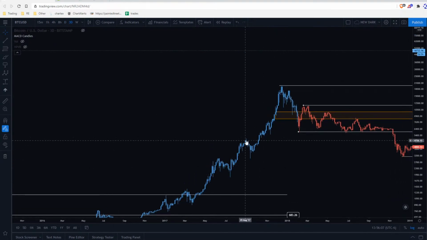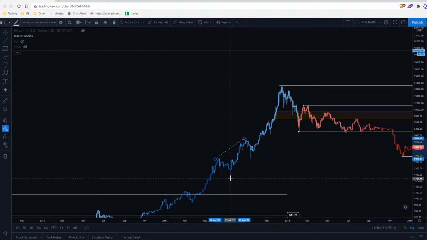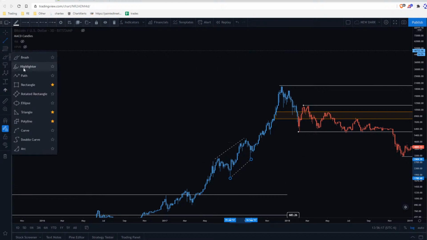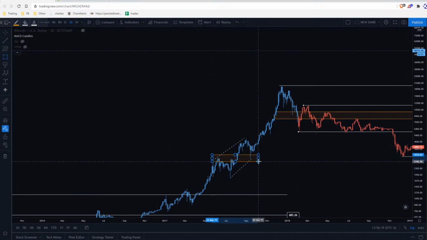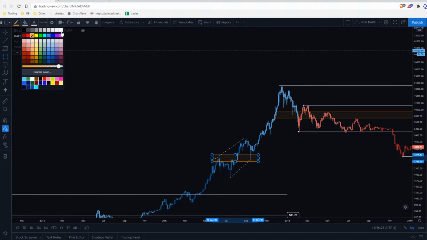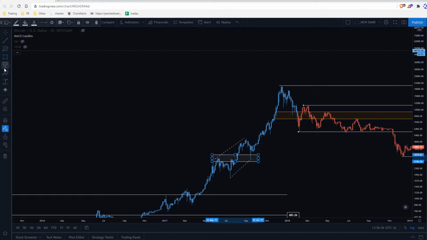I'm suggesting we're in here, guys. This is a flat. The parabolic move starts after this. This is our parabolic move. So when I talk about 3,000 to 40,000 after a larger correction, I think it's very possible.